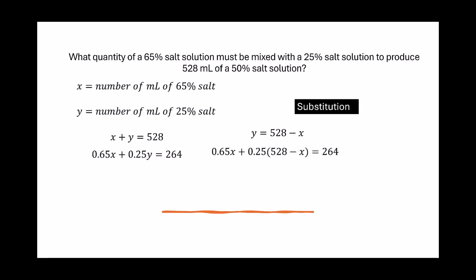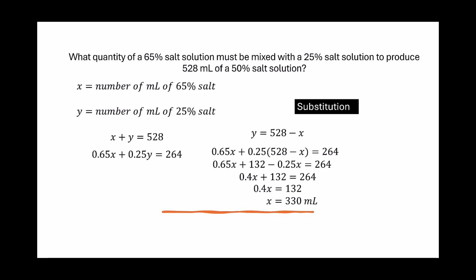I'll distribute the 0.25 to the 528 minus x, giving me 0.65x plus 132 minus 0.25x equals 264. I can combine my x terms to get 0.4x plus 132 is 264. Then I'll move the 132 over to the right to get 0.4x equals 132. When I divide by 0.4, I find out that x is equal to 330.